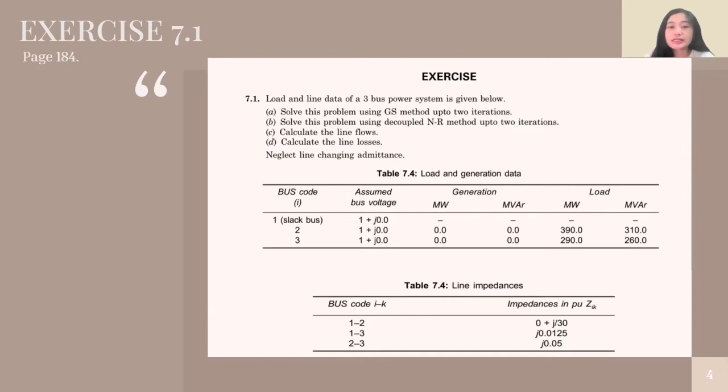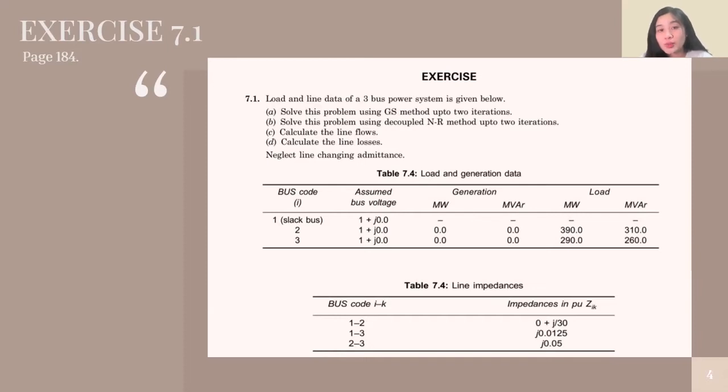So in our Table 7.4, the load and generation data, we have the bus code, assumed bus voltage, generation, and the load. In generation, we have no value. In load, as you can see, in MW we have 390 and 290 for bus codes 2 and 3. And for MVAR we have 310 and 260. The assumed bus voltage is the voltage of V1, V2, and V3. That is all 1 plus j0.